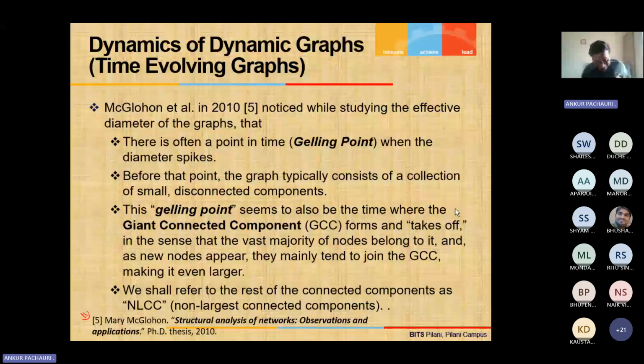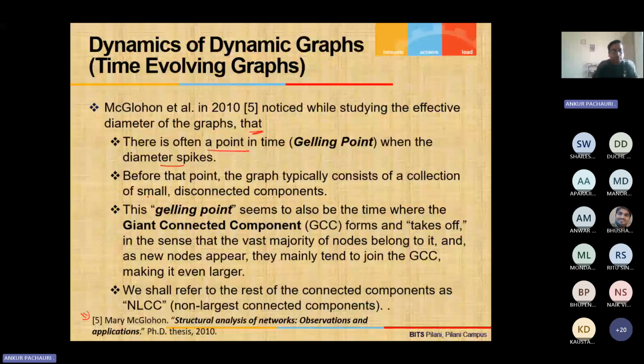Okay, fine. So there was one more researcher, McGlohon, in the year 2010. He was studying the effective diameter of a graph, in his PhD thesis on structural analysis of networks, observations and applications. What he observed was that there is a point in time, which we call the gelling point, where the diameter spikes, either going up or down. Obviously the diameter will be going down.